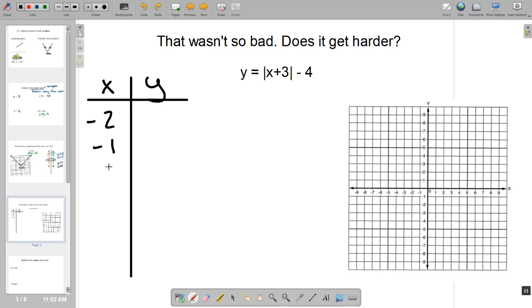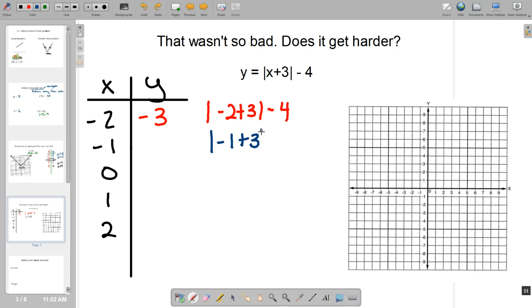-2, -1, 0, 1, and 2. But there is something that's going to end up being a little weird here. So to go a little quickly through this, I'm going to go -2 plus 3 in the absolute value bars, and that answer is 1. The absolute value of 1 is 1. 1 minus 4 equals -3. For -1, we do the absolute value of -1 plus 3, which is 2. 2 minus 4 is -2.